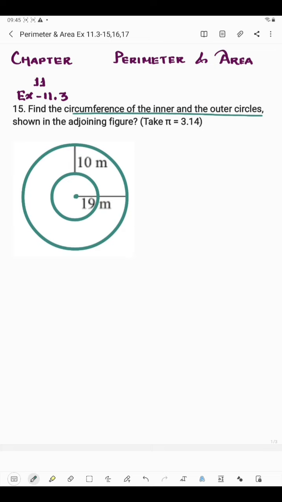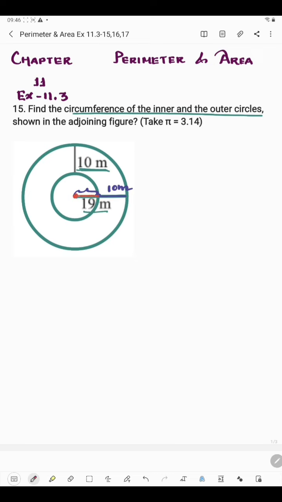And we know that from the center, if you draw any line segment and it touches the boundary, then it would be the radius. So this is the radius of the outer circle, which is 19 meter. And the gap between two circles is 10 meter. That means from here to here is 10 meter and the total length is 19 meter. So if you subtract these two, you'll get the radius of the inner circle.